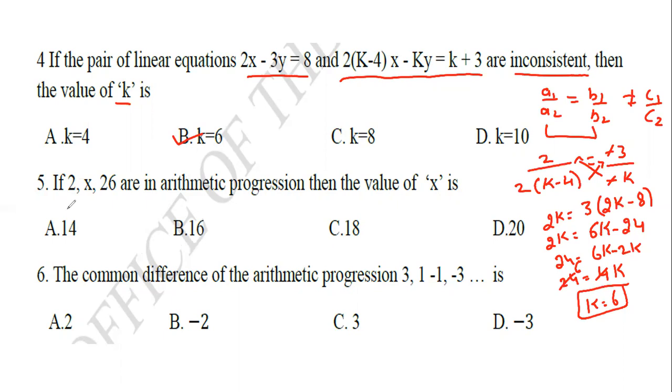Next sum, fifth question: if 2, x, 26 are in arithmetic progression, then the value of x is dash. You need to find the value of x here. In an arithmetic progression, this one is a1, this is a2, and this one is a3. Okay, just a minute.